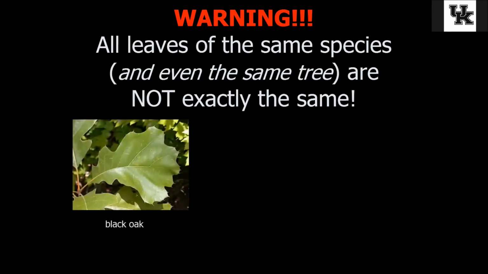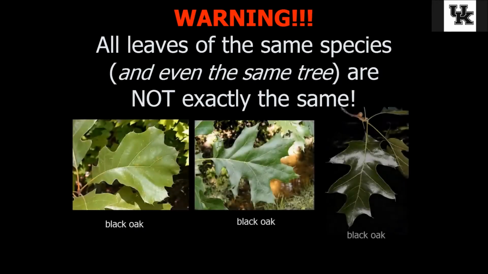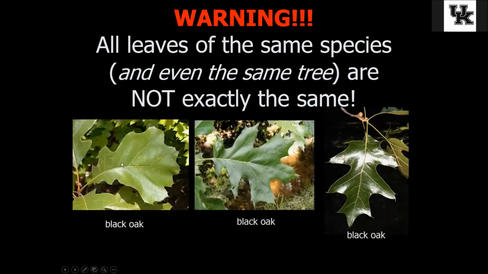Here's a black oak, here's a black oak, and here is a black oak. As you can see, I'll use my cursor, you've got how broad this first one is, hardly any indentations in it, and look at this one, deep indentations, and even the color looks a little bit different. And then this third example here, shiny. It almost looks like it's evergreen, and that's all from the same species.